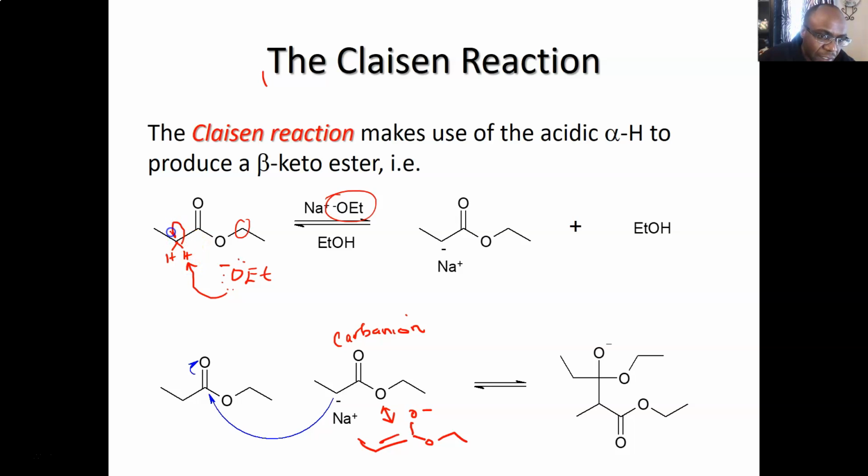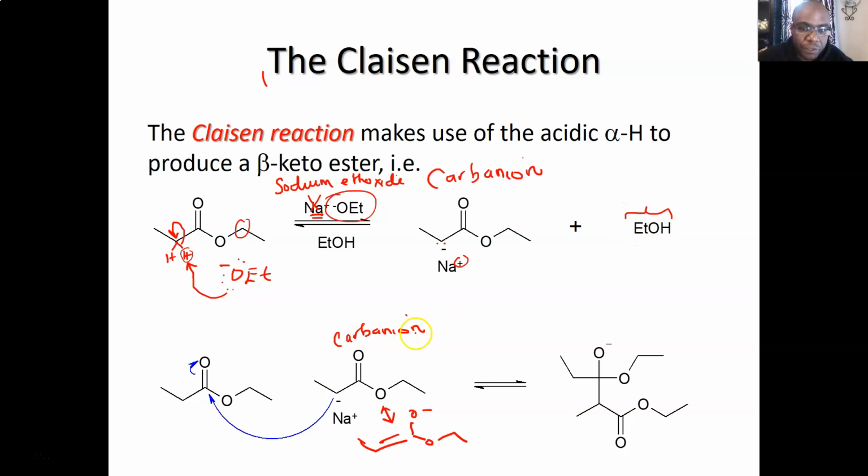You make a negative charge right there. That gives you the carbanion. You see how you had sodium here from your sodium ethoxide. This is sodium ethoxide. So the sodium is just a spectator ion which comes back to hang around the negative charge of the carbanion, stabilizing it. When OEt minus accepts the proton, you get ethanol.